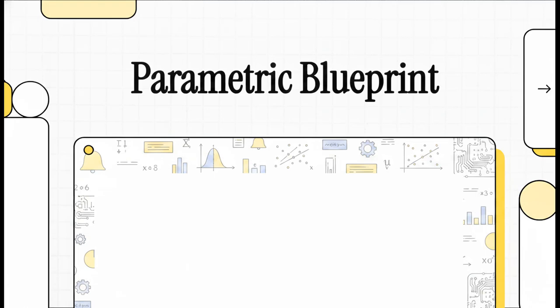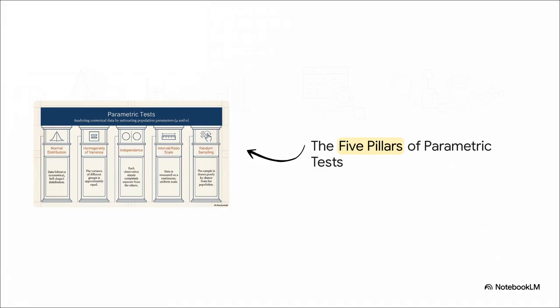Let's jump right into this explainer. Today, we're unpacking Dr. S. Hemamalini's parametric blueprint. If you're doing advanced educational research, this is literally the exact foundational architecture you need to rigorously analyze your numerical data. So to estimate population parameters, things like the mean, mu, and standard deviation, sigma, your data absolutely has to rest on 5 robust pillars.